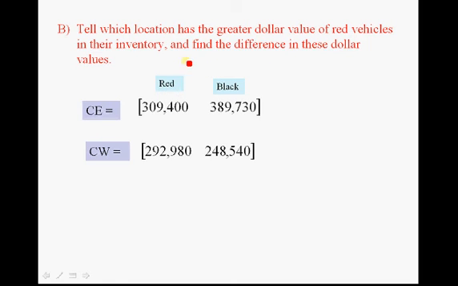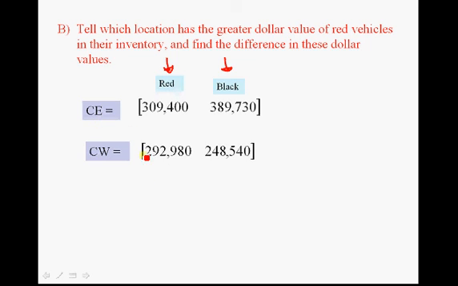One of the things I want to encourage you to do when you're working with matrices is label the rows and the columns like I did here, because if you label them, you're going to be able to keep track of what's what. So this question becomes so simple because you've labeled it. Who has a greater dollar value of red vehicles? Well, you take a look at the numbers. $309,400 is greater than $292,980, so obviously the east side has a greater dollar value.